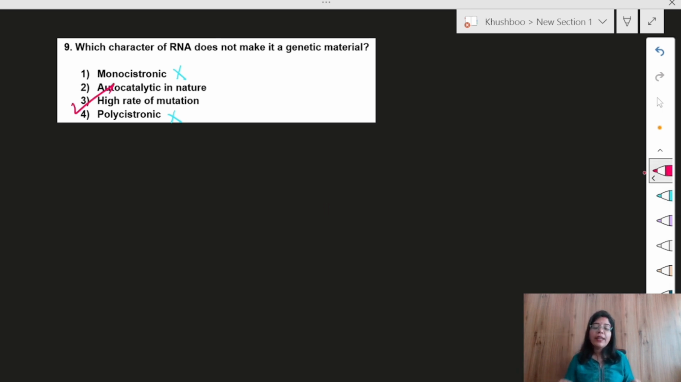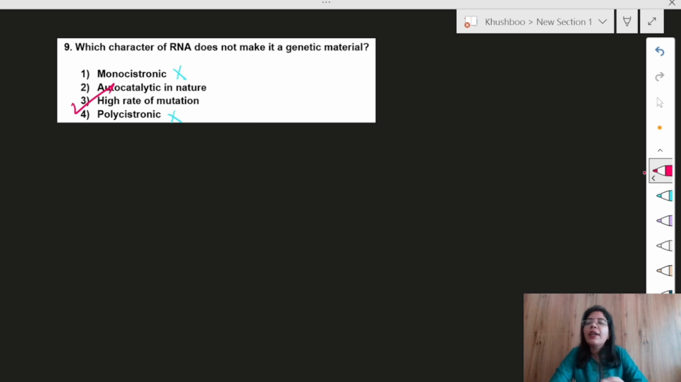Can you imagine that every now and then, every second, your genetic material is changing? No, right? Because if mutation is occurring, if any change is occurring at the genetic level, what will happen? Direct change will be there in your phenotype, right? Sometimes the changes can be beneficial for you, sometimes they can be lethal for you, right? So high rate of mutation is the main reason because of which we have not chosen RNA as our genetic material.